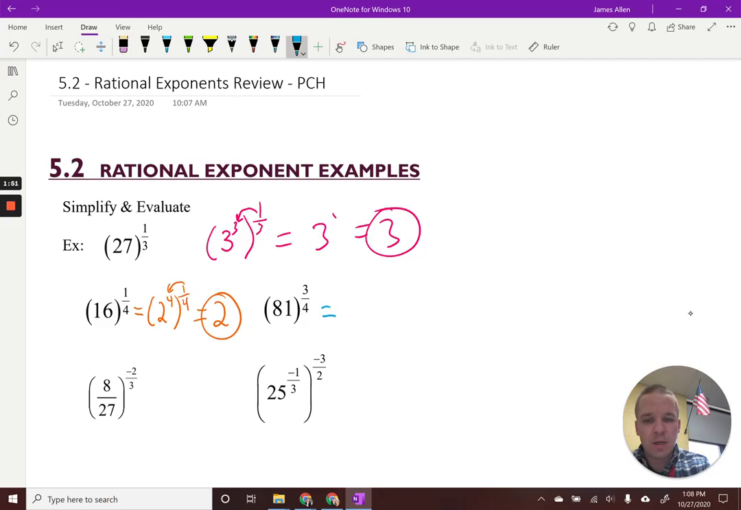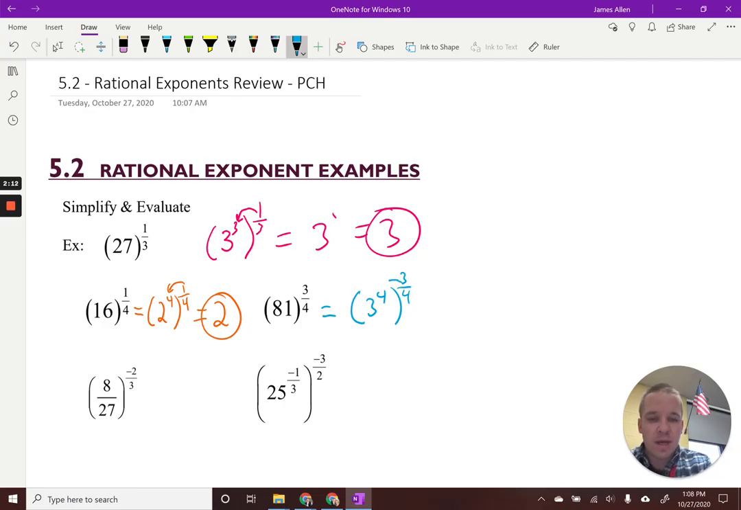I'm going to go light blue. Next one, 81. I want to raise something to the 4th power. Well, 2 to the 4th power I know is 16. What about 3 to the 4th power? 3 to the 4th is indeed 81. So I'm going to write that as 3 to the 4th raised to the 3/4.